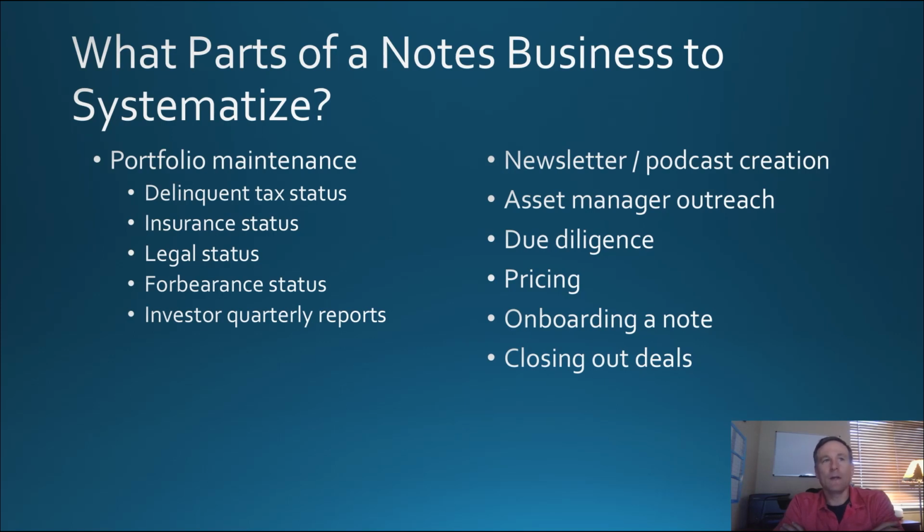And then the other big one is the delinquent tax status, where I've got a process in place now. What I do on a quarterly basis is I order just some tax reports from ProTitle, and then I go through the whole portfolio at once every quarter.